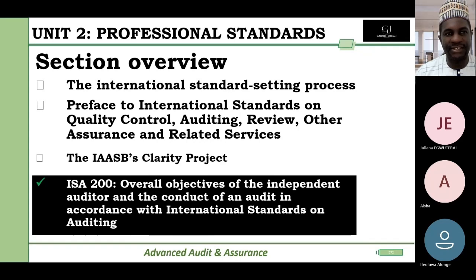Okay, so finally for this session, let's look at the overall objective of the independent auditor and the conduct of an audit in accordance with ISA. So ISA 200 is specific on this, and it always shows up. It's an examinable area by the examiner. So take note of this ISA 200. And as it's coming specifically as a separate section, it shows it's important to take note of that.